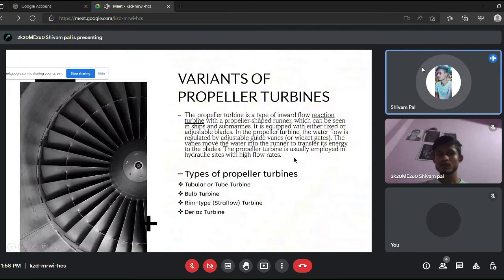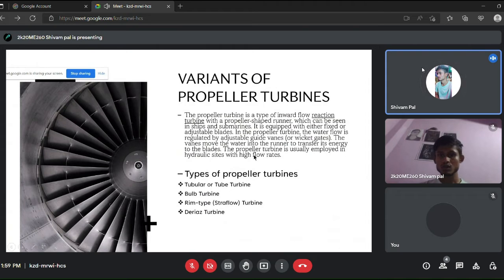The propeller turbine is a type of inward flow reaction turbine with a propeller-shaped runner, which can be seen in ships and submarines, with either fixed or adjustable blades. It is an inward flow reaction turbine similar to a Kaplan design, but with fixed blades. Types of propeller turbine: tubular turbine, bulb turbine, rim type turbine, and Darius turbine.